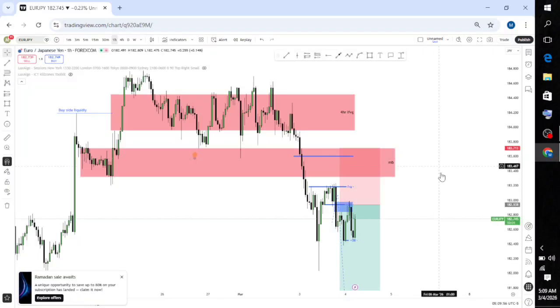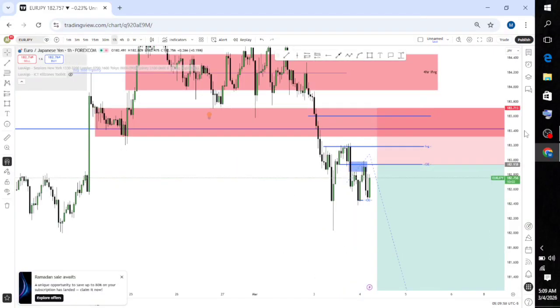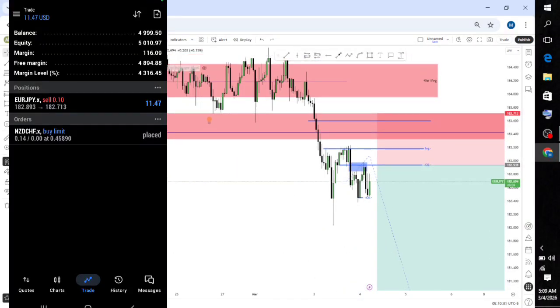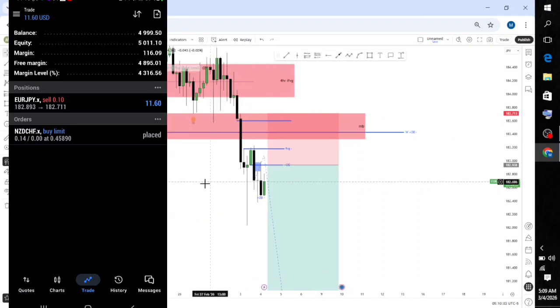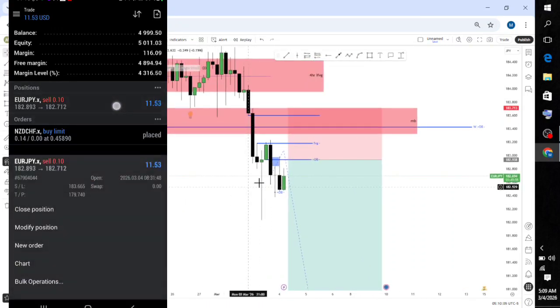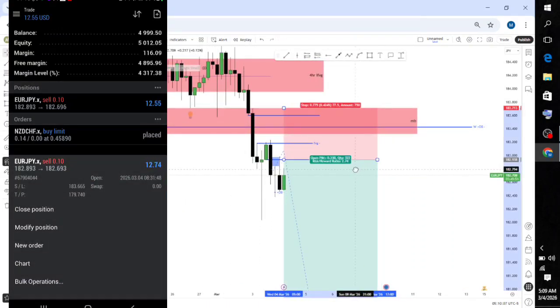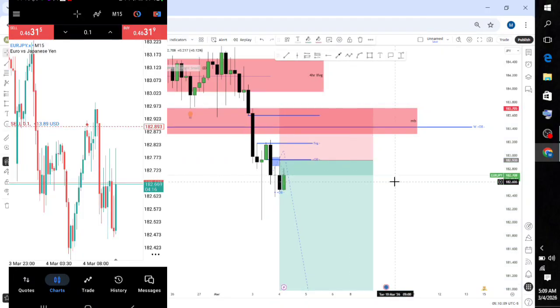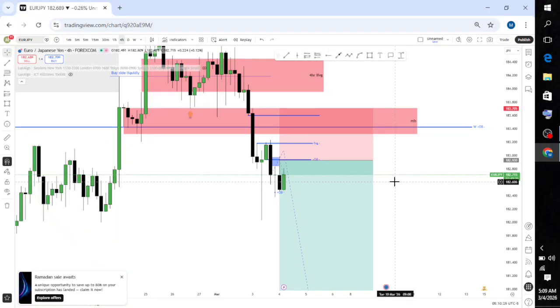Now this is what happened on Euro JPY. Euro JPY is not dropping as I want, but at least I was triggered on Euro JPY. You can see the trade, right? This was my sell limit here. I'm going to show you that on my MT5 now. So this is running, still floating $10. I don't know, it's not yet moving.